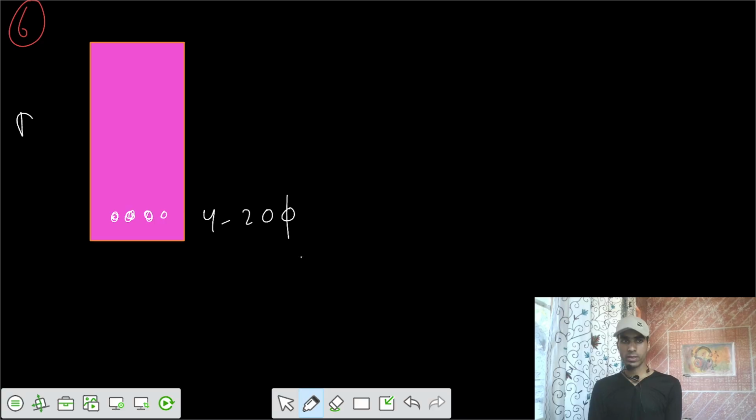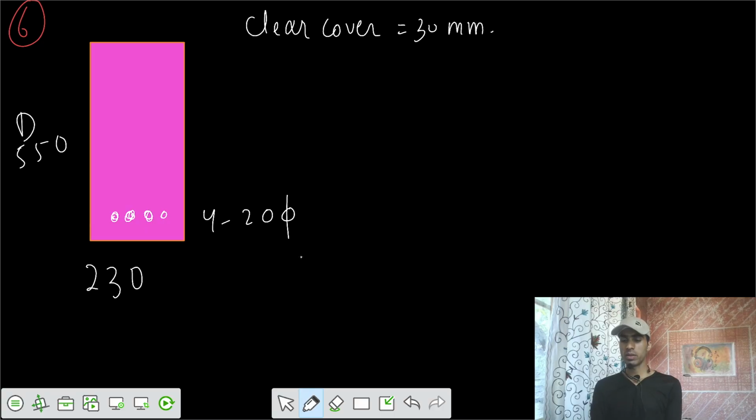The overall depth D is 550. The width of the cross section is 230. And the clear cover is given to you as 30 millimeters. And we have M20 Fe415. We need to get the moment of resistance of the section.